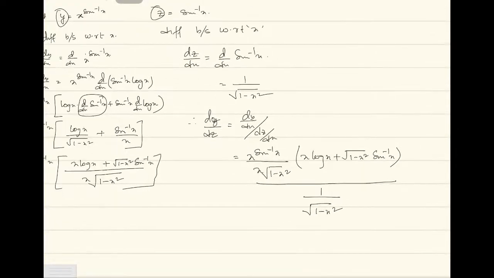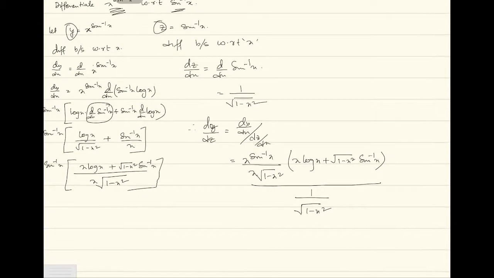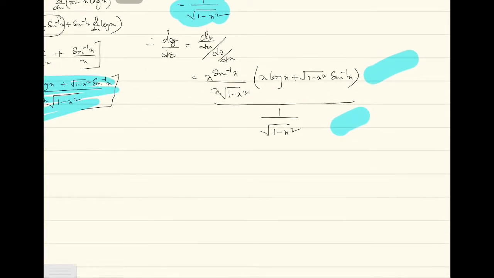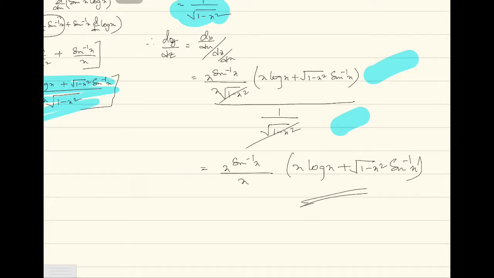Check this out again. I'll show you how. I'll highlight it. This was the derivative of y with respect to x, isn't it, everyone? And this was the derivative of z with respect to x. So I've just put it up, in the numerator and the denominator. So let's cancel the factors. This and this gets cancelled. So the ultimate answer is x to the power sine inverse x divided by x log x plus under root 1 minus x square sine inverse x. So you can keep it like this. So that's the perfect answer.